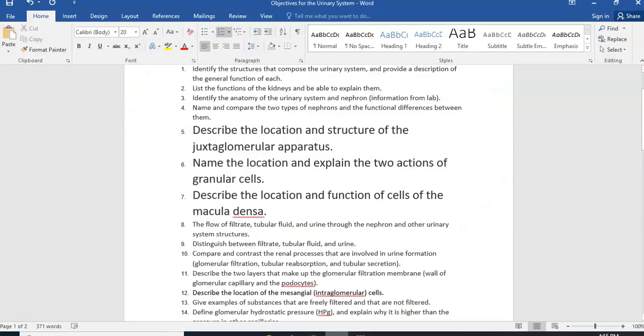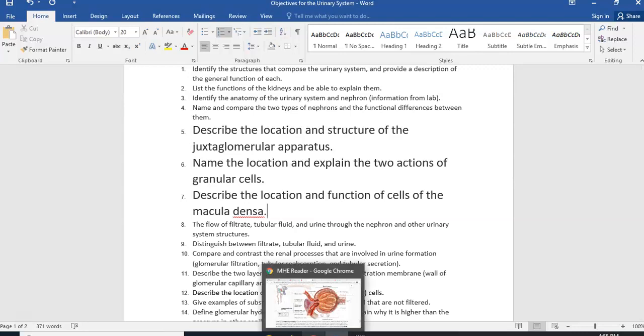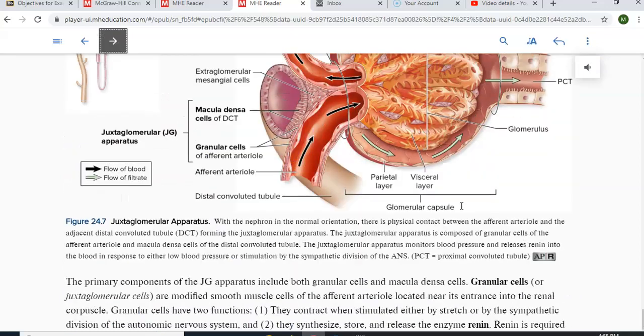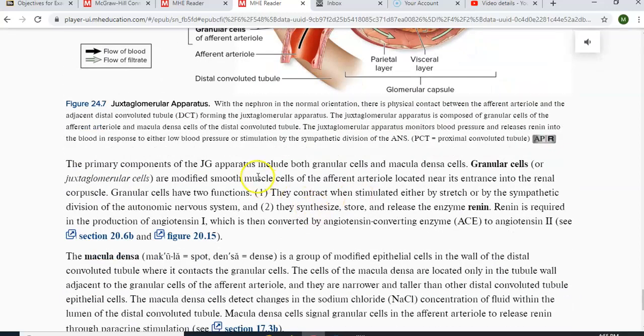All right. So now if we go back to our objectives: name the location and explain the two actions of the granular cells. So our little granular cells. Granular cells, and sometimes you'll see them called juxtaglomerular cells. I just use granular cells. I think that's easier, but if somebody likes that one, I can include that too.